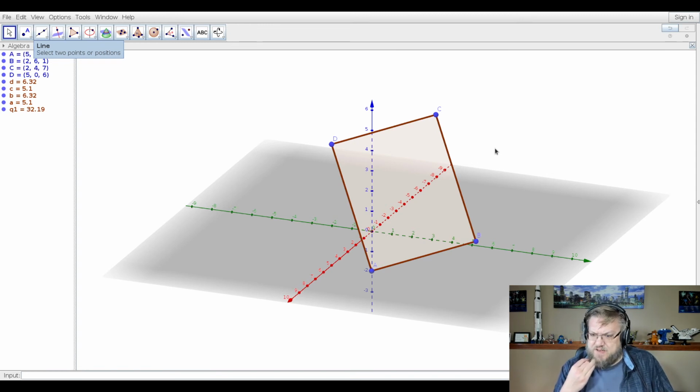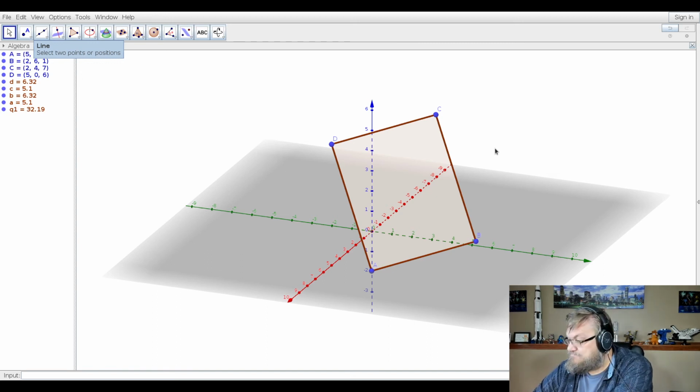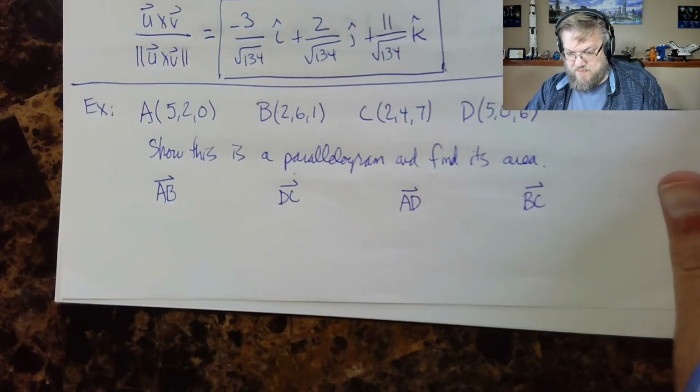I'm going to form a few vectors, right? With this picture in mind, I'm going to form a few vectors. Let me write these down. I'm going to find vector AB. I'm going to find vector DC. I'm going to find vector AD, and I'm going to find vector BC. Okay. Now let's go ahead and go to paper here.